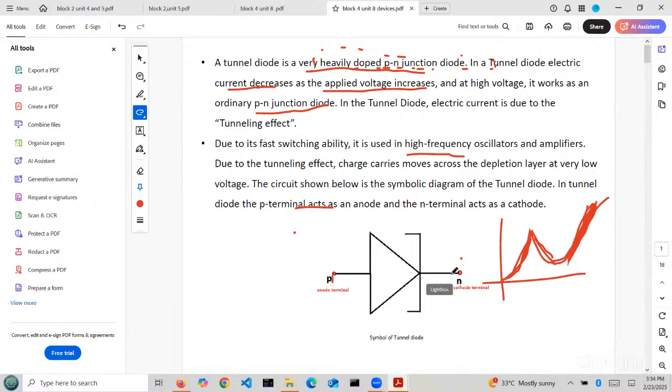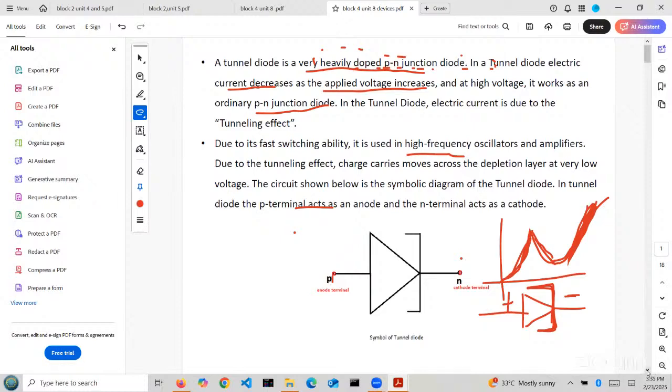What is the difference from a junction diode? In a junction diode, we have only this symbol, not curved. We have a positive terminal and a negative terminal. This is the junction diode. If I keep internal arrows in this junction diode symbol, it becomes a tunnel diode. That is the difference between a diode and a tunnel diode.